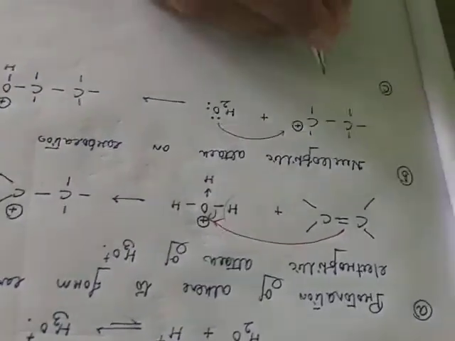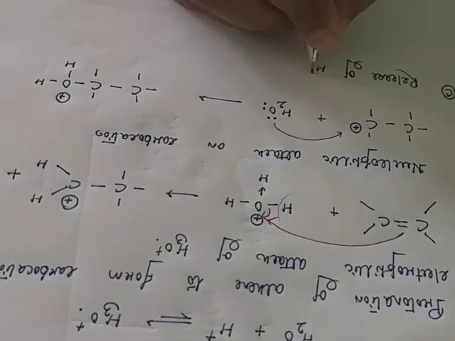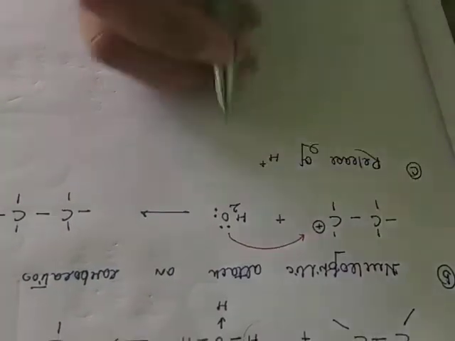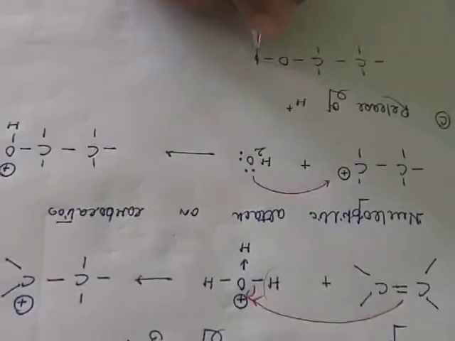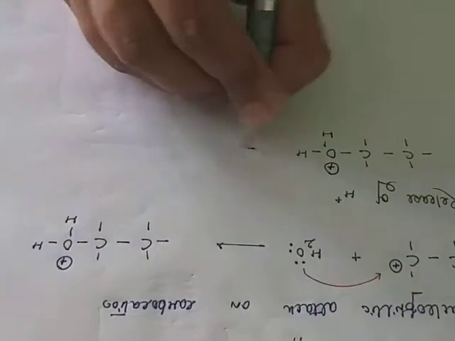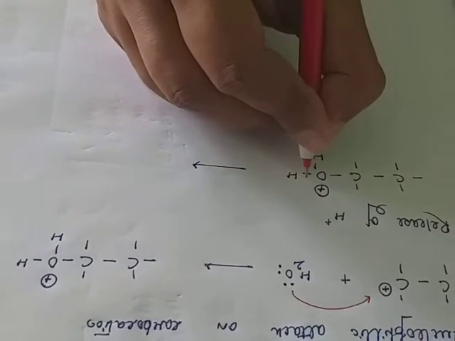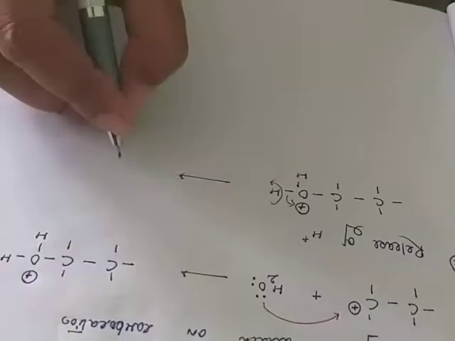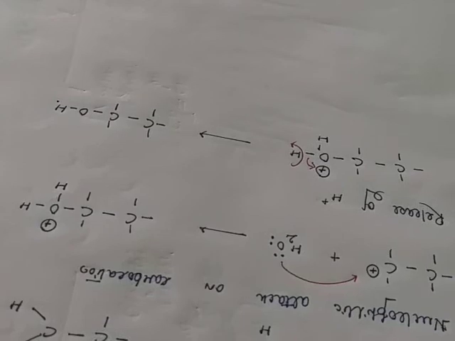In the next step, we have the release of H plus from oxonium ion, also known as deprotonation. One of the H is released because this oxygen, being electronegative, gets a positive charge which makes it a little unstable, and thereby we will be able to synthesize alcohol. This is how alcohol is formed through acid catalyzed hydration of alkene.